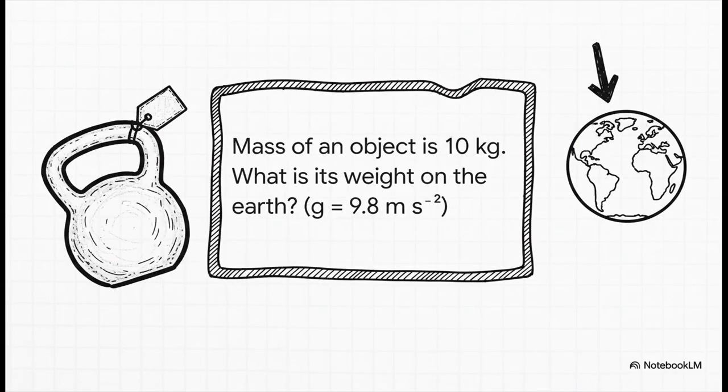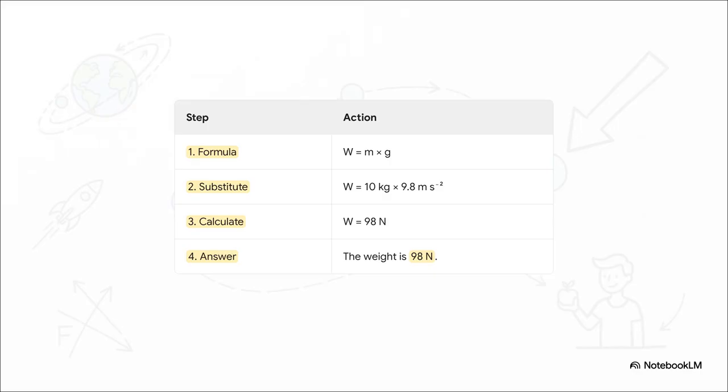All right, here is a very common type of exam question. The mass of an object is 10 kilograms. What is its weight on the Earth? And they've even given us the value of g as 9.8. So how do we solve this? It is super easy. Watch this. Always follow these simple steps. Step 1, write down the formula W equals m times g. Step 2, put in the values you know. So 10 for m and 9.8 for g. Step 3, do the simple calculation. 10 times 9.8 is just 98. And step 4, the most important part, write the final answer with the correct unit. Weight is a force, so the unit is newtons, or just N. See? Full marks. Just like that.